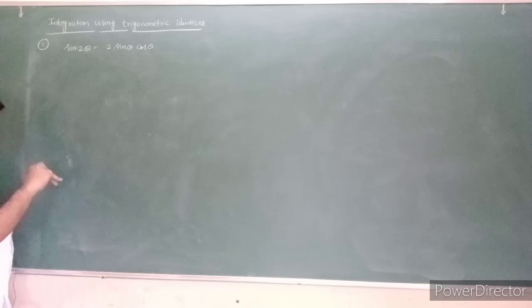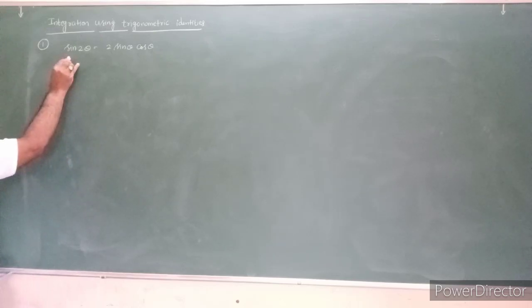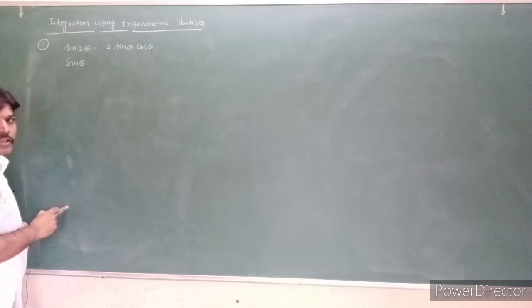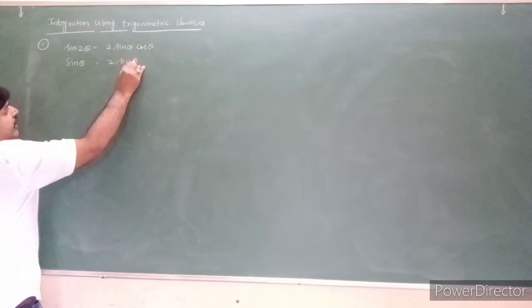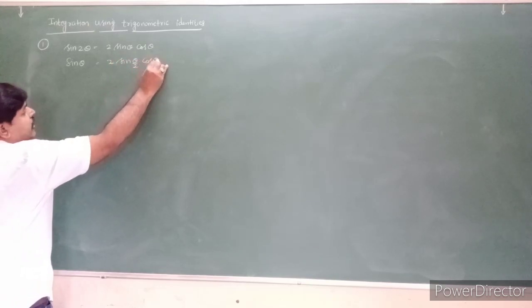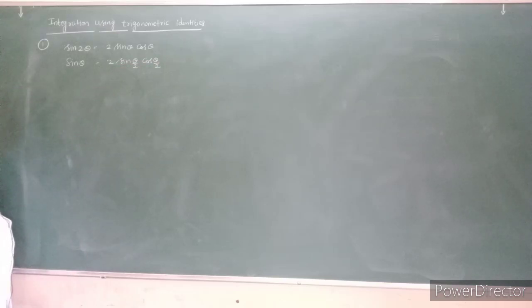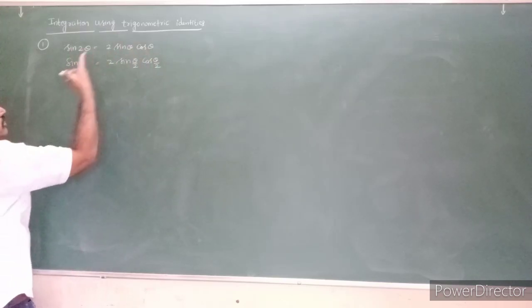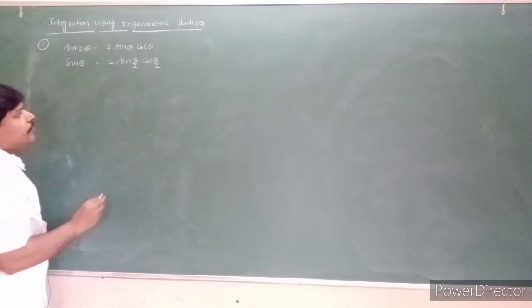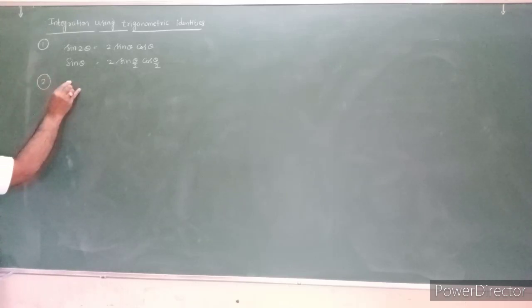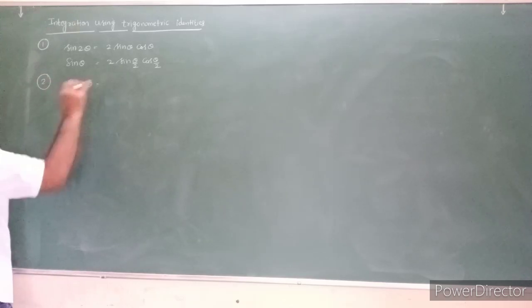And what is the half angle formula? I will give you the half angle formulas also. Sin 2 theta is equal to 2 sin theta cos theta. For the half angle, in the theta place we replace theta by theta by 2, and 2 theta becomes theta. Sin theta is equal to 2 sin theta by 2 cos theta by 2. That is the half angle formula. Very important formula.